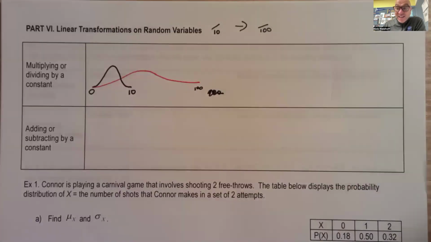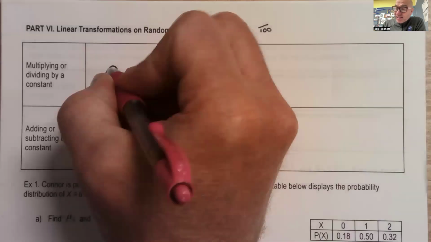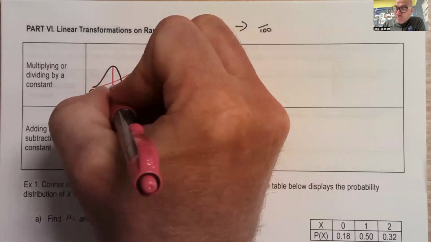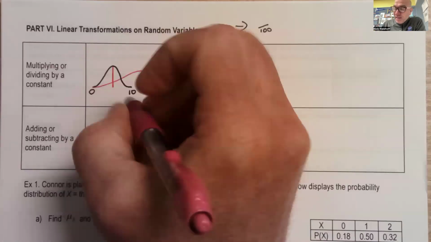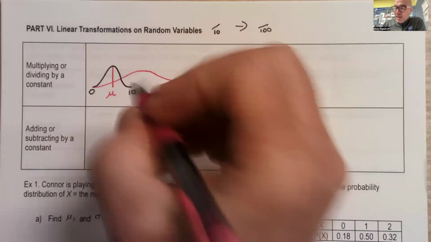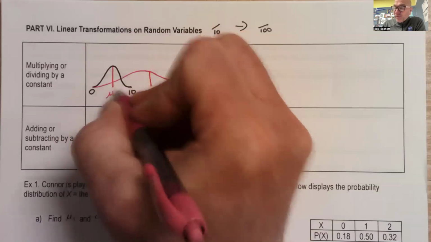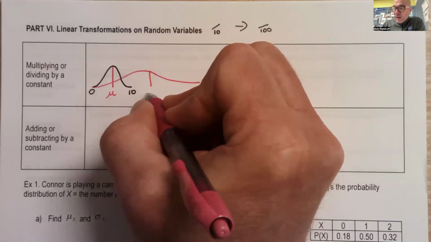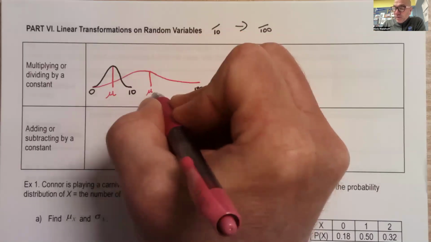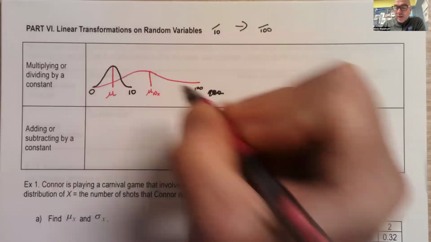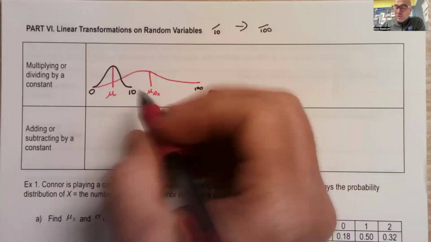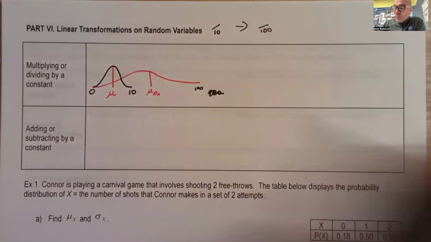What has changed? Has the middle changed? We call this the mean, right? Has the mean changed? Yes, the mean is probably now 10 times bigger, right? If it was 5 before, now it's at 50. So this is the mean with the 10 times x, right? So the mean changes. What about the spread of the data?